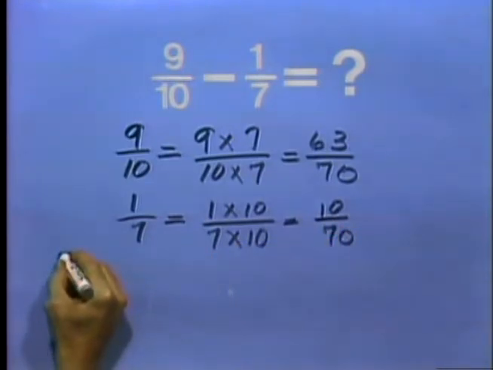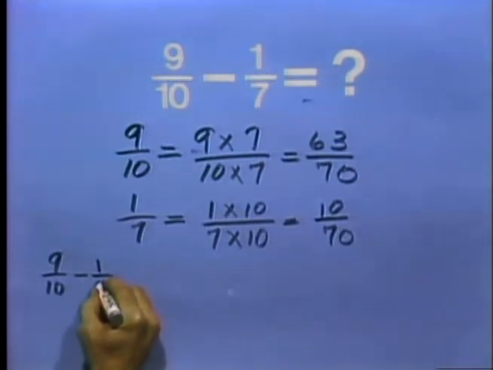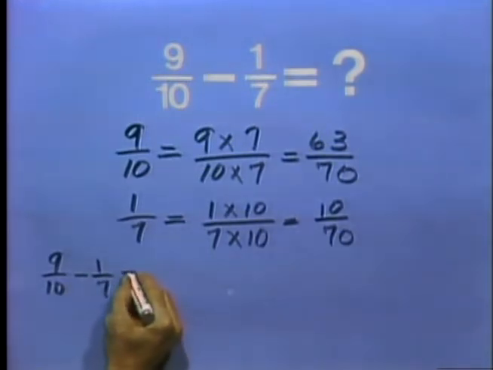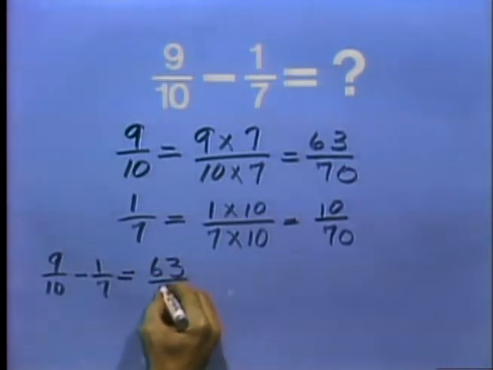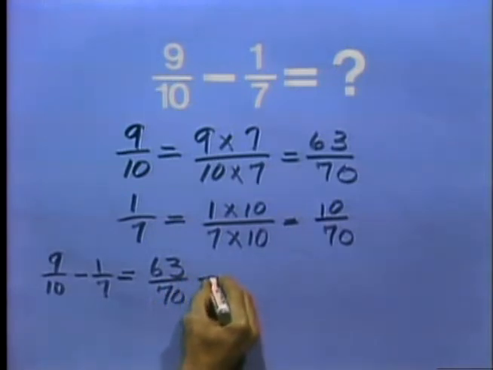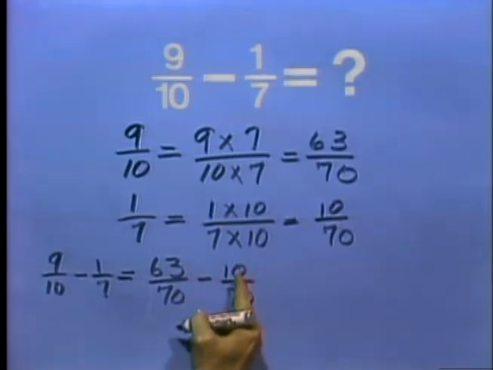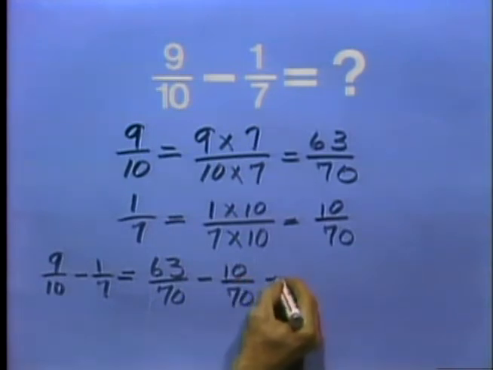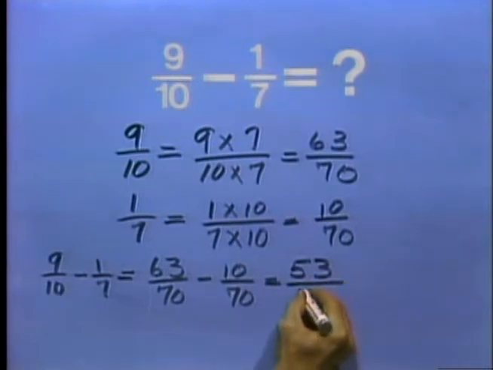So, 9/10 minus 1/7 equals 63 over 70 minus 10 over 70. Since 63 minus 10 is 53, the answer is 53 over 70. Check your answer later if you want to.